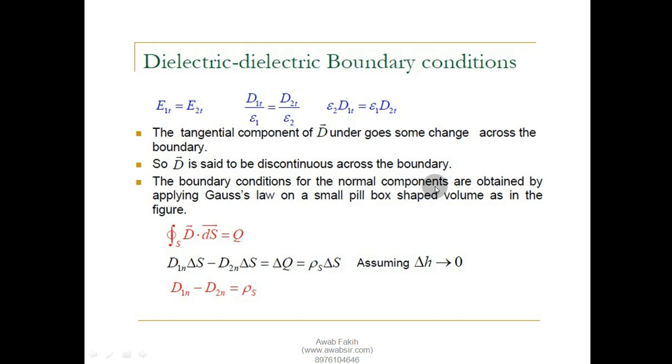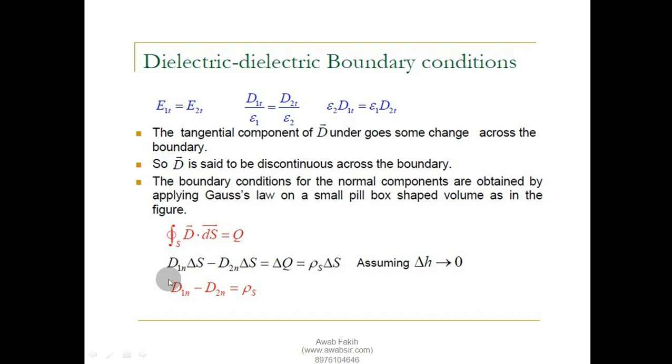The boundary condition for the normal components is obtained by applying Gauss's law on a small pillbox shaped volume, as in the figure. We already know the surface integral of D dot ds. Gauss's law provides us with the law that the total net charge enclosed in a surface is equal to the total displacement vector coming out of that surface. So it can be written as the surface integral of D dot ds, the dot product of the displacement vector and the infinitesimal small surface area. If we take the surface integral of this dot product, we will get the net charge enclosed by the specific surface. This is the mathematical expression of Gauss's law.